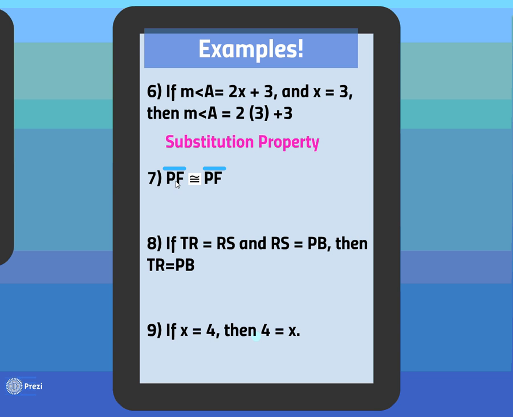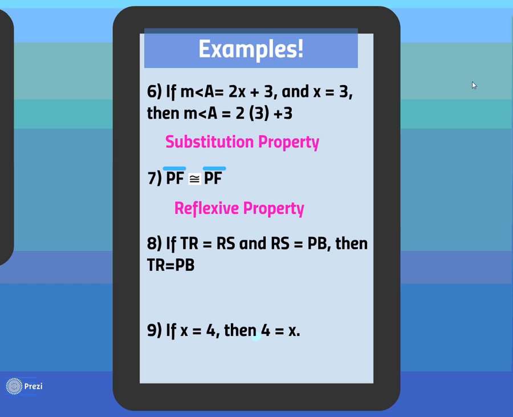Okay, example 7. We have segment PF is congruent to segment PF. So again, there's this little mirror, when something sees its reflection in the mirror. What is that called when something is congruent or equal to itself? You guys are super smart. It is the reflexive property. Neato, you guys, neato.